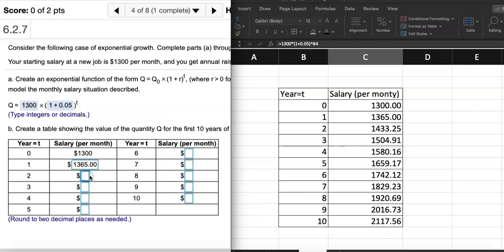1365.00. Next number, 1433.25, 1504.91. For year T equals 4, 1580.16. And number 5, 1659.17. And year 6, 1742.12. Almost done. 1829.23. 1920.69. 2016.73. And the last one is 2117.56. All right, I am done.